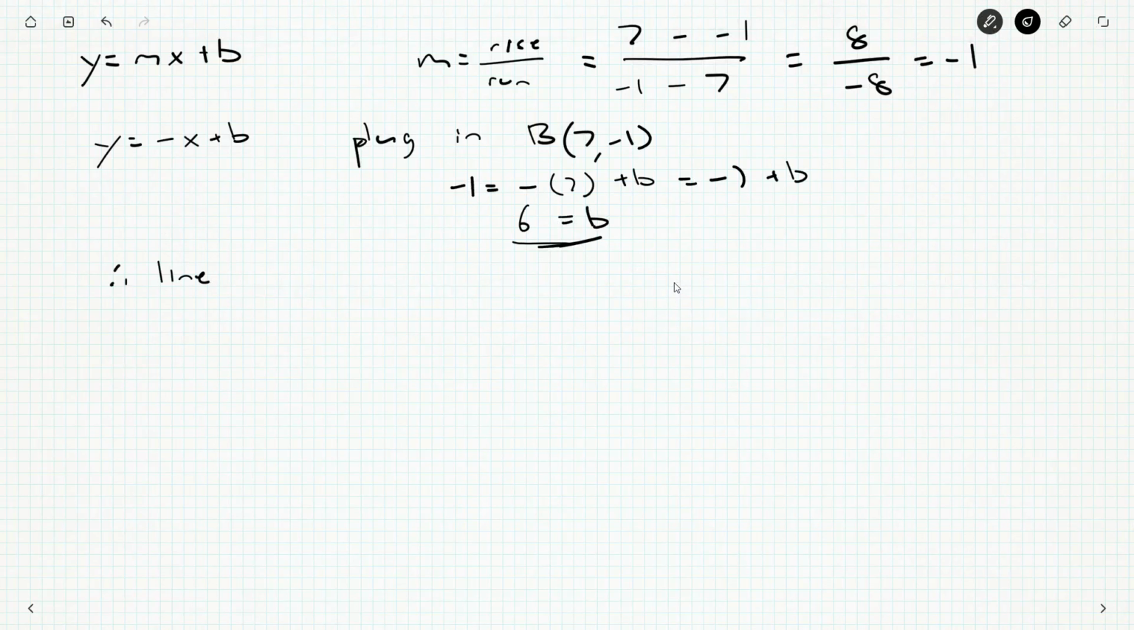So the line has equation y equals -x plus 6. If we wanted a little extra insurance, plug in (-1, 7) here. -(-1) is 1, plus 6 is 7. Okay. So we've done part A. We've got the equation of the line.